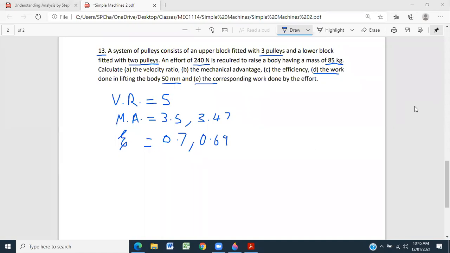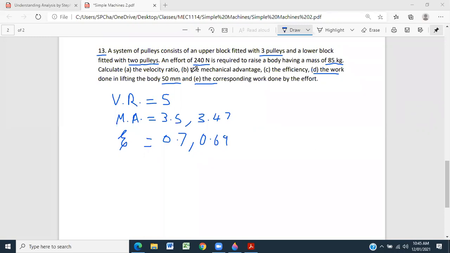So one question, sir. Yeah, go ahead. Okay, sir. For D, I know that we use the force as the effort, right? To find the mechanical advantage, right, sir? Okay, great.